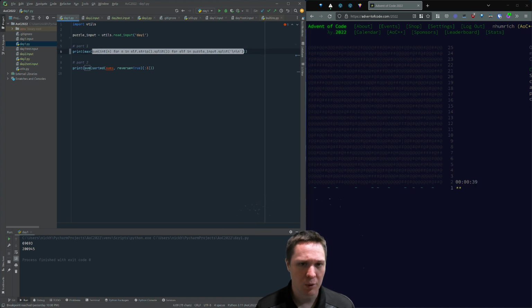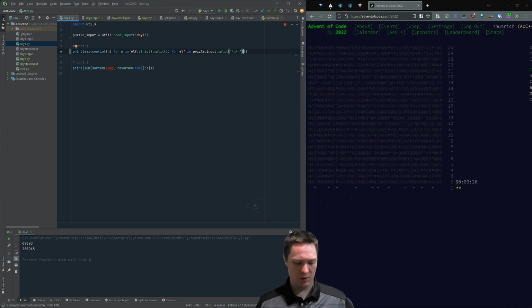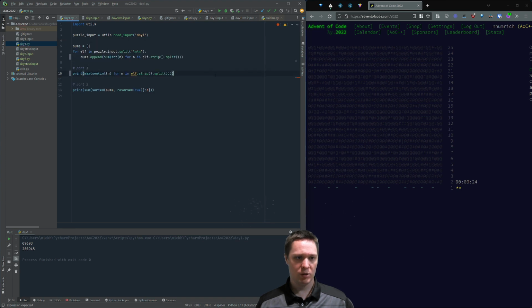For puzzle input, I think we need more. Let's see, where does this one line up? So I only have 27 seconds, so I'm not going to bother right now. We're just going to get ready for the next one. Yeah, so we'll just leave it like that.